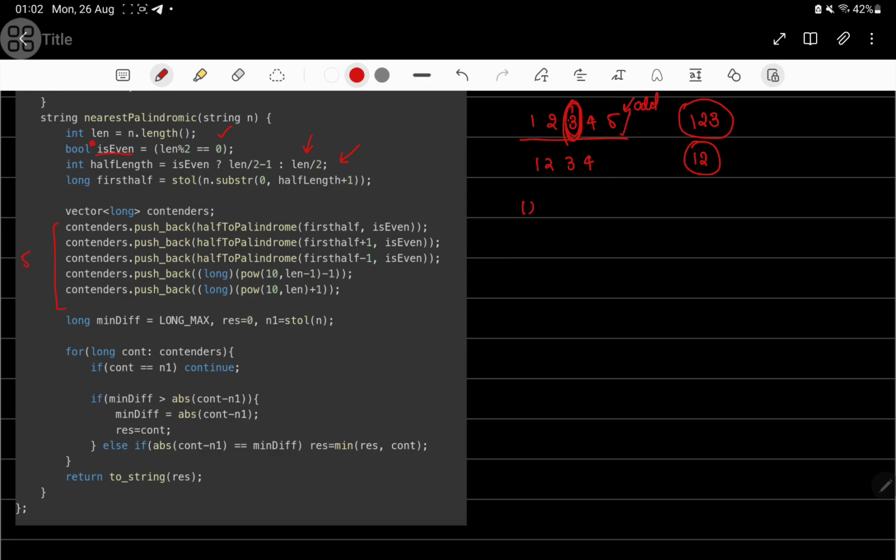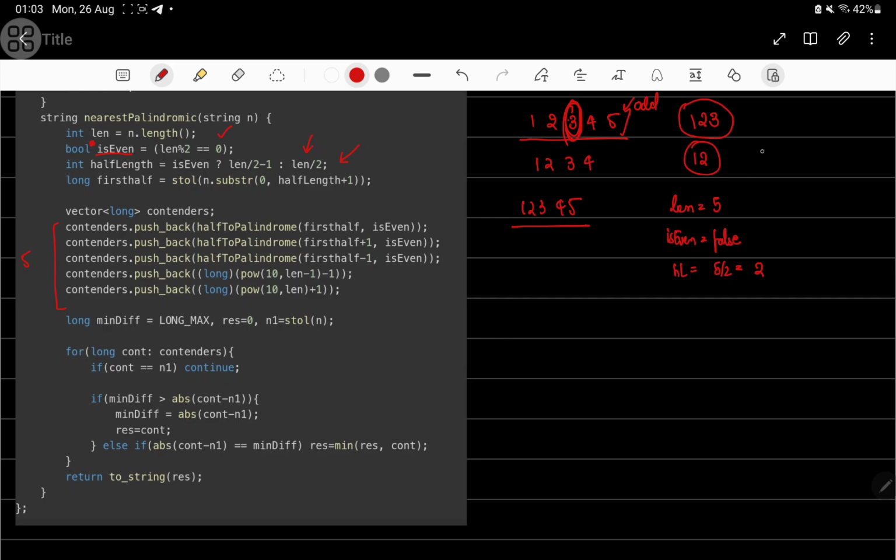In that case, considering 1 2 3 4 5 as my example, this will have the length equal to 5, right? Then is even would be false. Then half length would be how much? Which is equal to 5 by 2, which is equal to 2. Half length is 2. Now what do we consider?